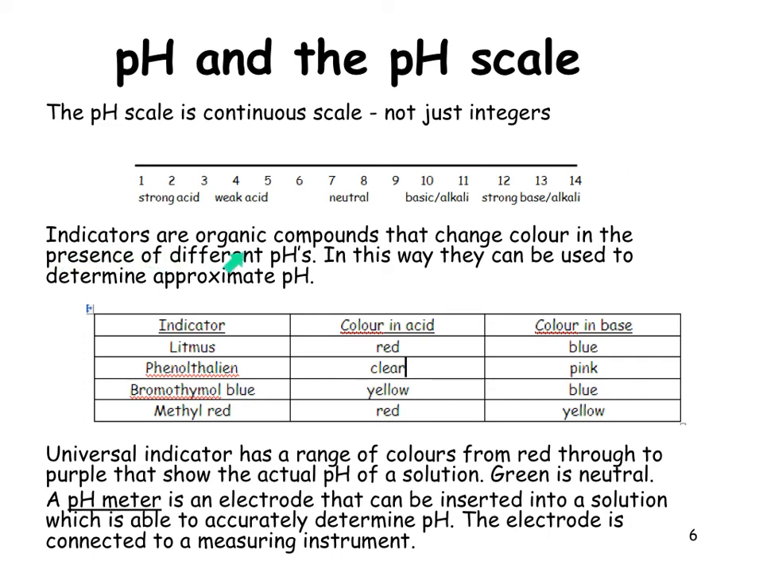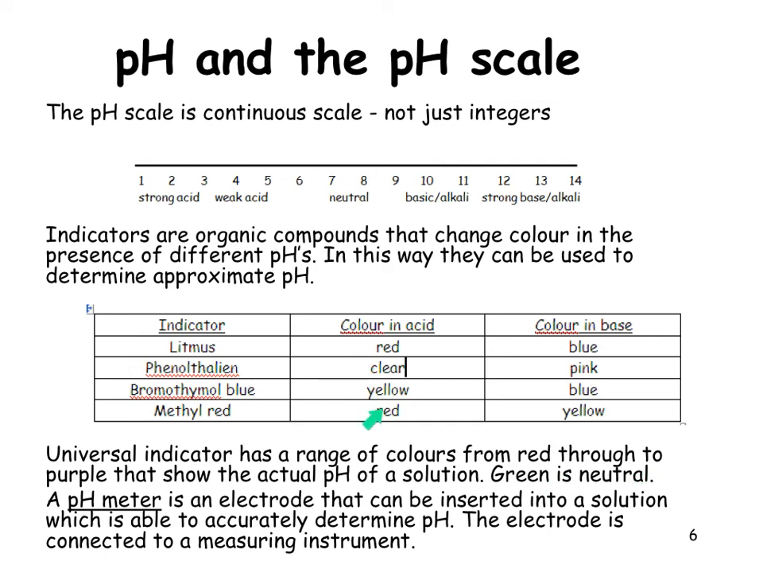We know that indicators are things that will change color in the presence of different pHs, and this is the way that you can determine the approximate pH using an indicator. You can also use something known as a pH meter, which you pop into the solution and it will tell you exactly what the pH is. Universal indicator is an indicator that has a range of colors from red all the way through to purple that show the actual pH of the solution, with green being neutral.